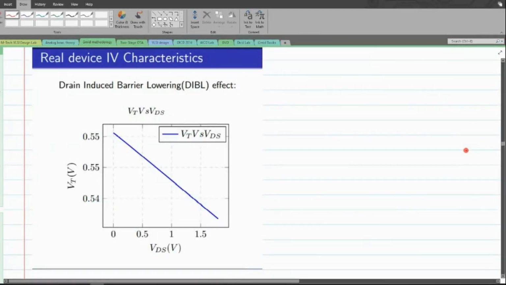So this is again what we call drain-induced barrier lowering, which talks about the variation of the threshold voltage with respect to the value of VDS. Generally, whenever we study the basic theory about the MOSFET, the threshold voltage is always assumed to be a constant. But the assumption fails when we plot the graph between the threshold voltage and VDS. Maybe I'll share a link regarding this drain-induced barrier lowering.